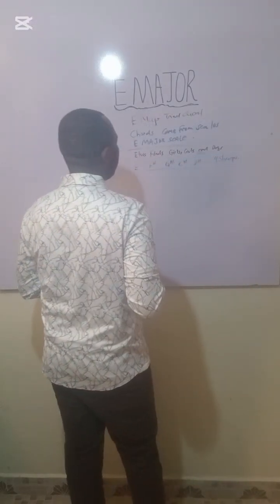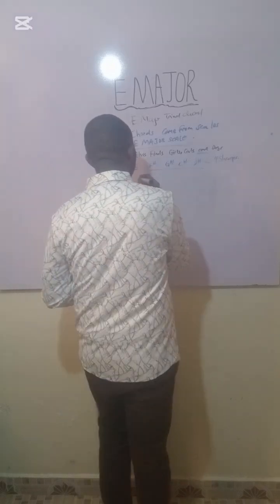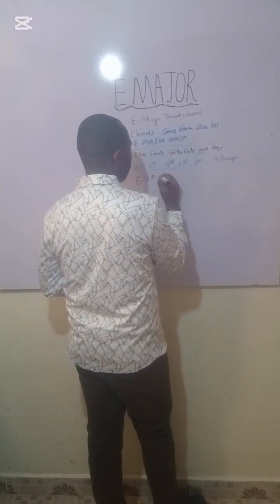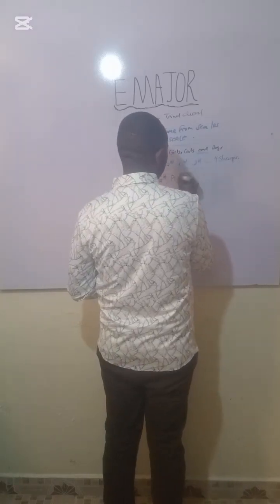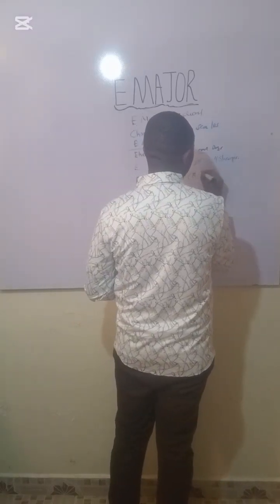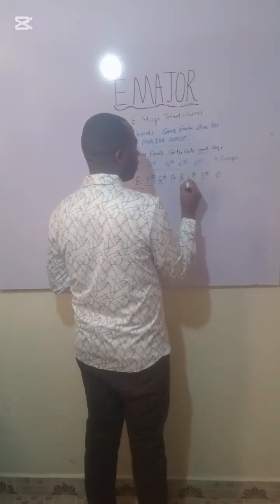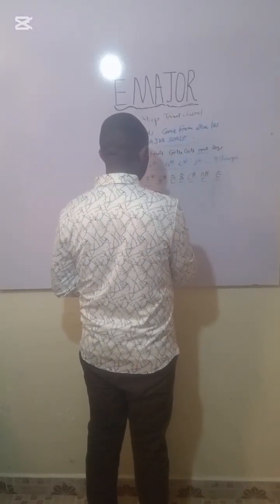So now let us form the E major scale. The E major scale will look like this. We are going to have E, then F sharp, then G sharp, then A, then B, then C sharp, then D sharp, then E. So 1, 2, 3, 4, 5, 6, 7, 8. Let me just write it.